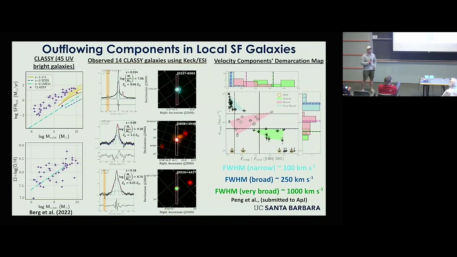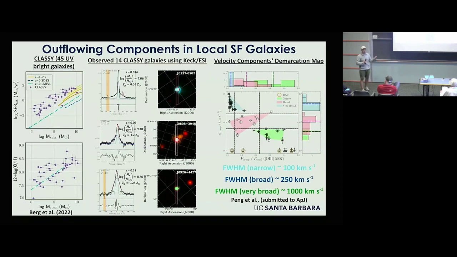In comparison to most of the outflow studies in the literature, we find there are two outflowing components, the broad and very broad, and they are distinct from each other in terms of their velocity width and also their flux fraction of the total flux. For example, the typical velocity width of the broad component is around 250 kilometers per second, but for the very broad, it's surprisingly high at 1,000 kilometers per second.